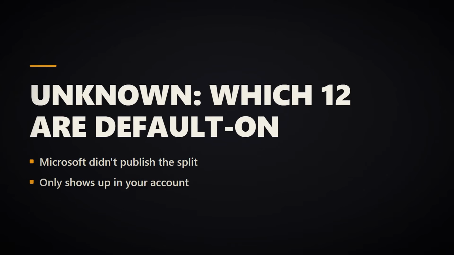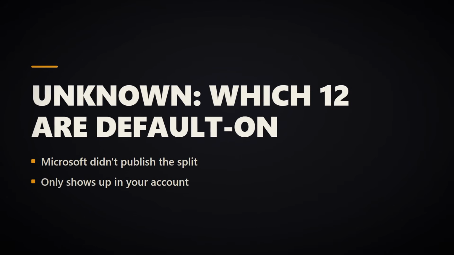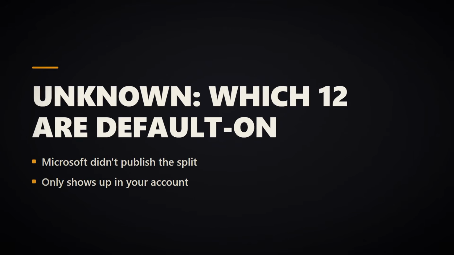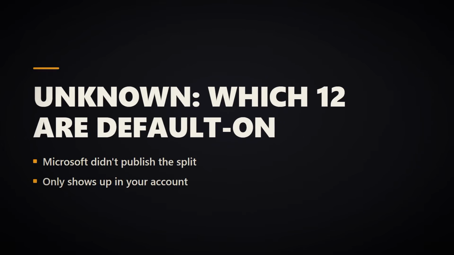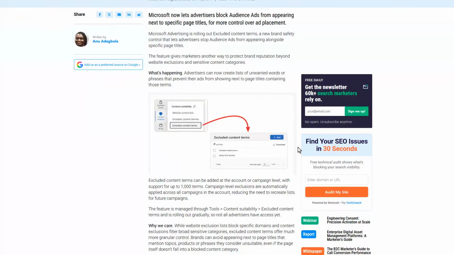One thing I do not know yet. Which of the 12 categories are default on versus opt-in? Microsoft did not publish the split in the press post, it only shows up in your account. If you screenshot yours today and share it in the Church of SEO Jesus, we will build the default state map across regions inside the week. Shortens the arbitrage window for everyone inside the door.